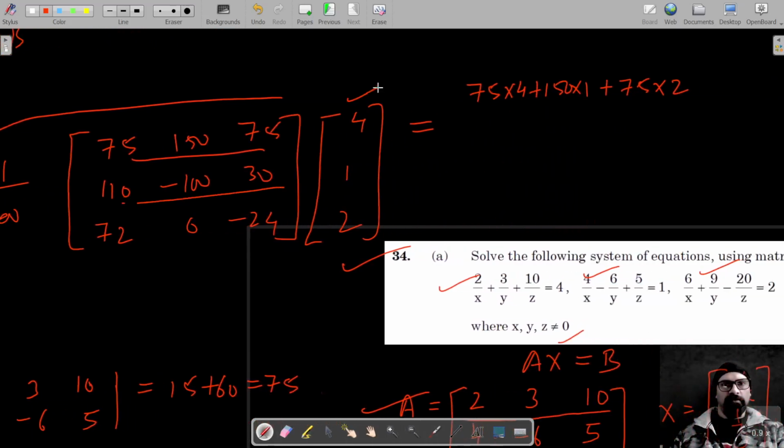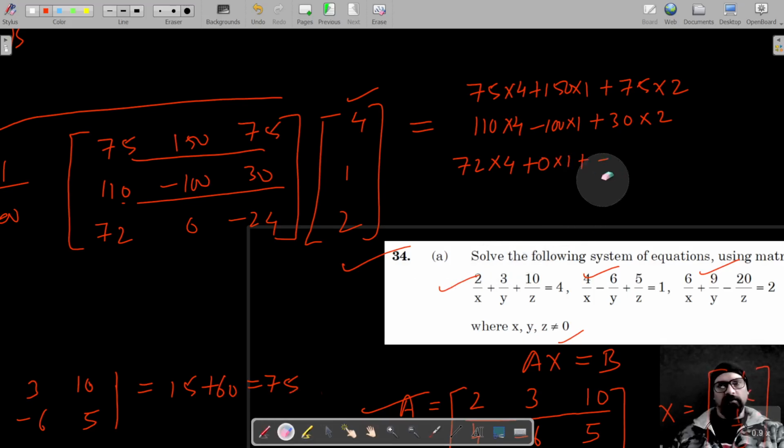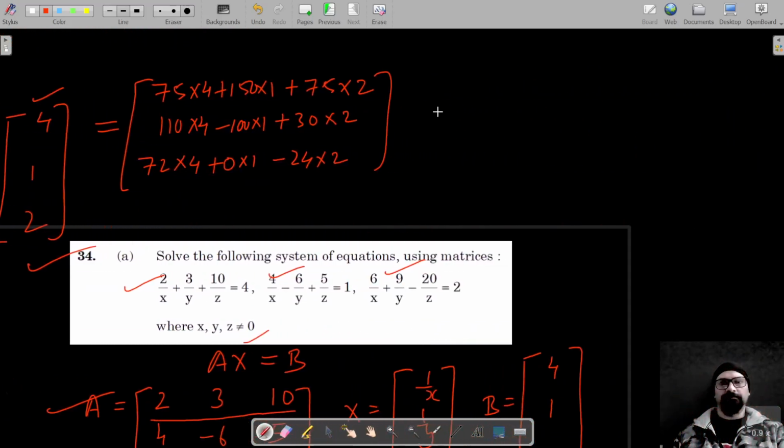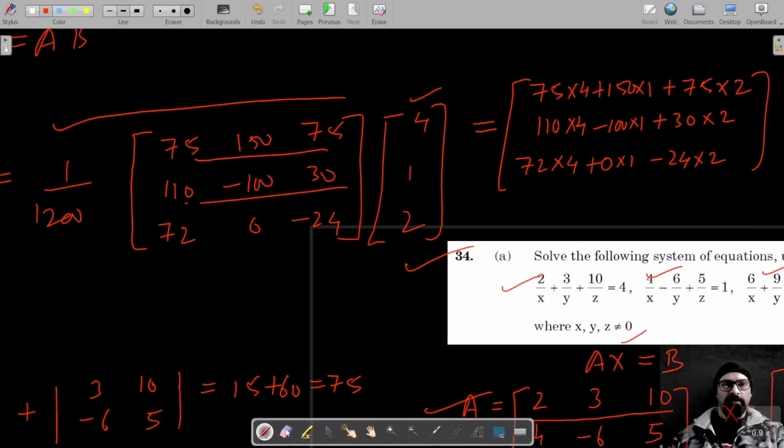And second row with the column. So this is 110 into 4 minus 100 into 1 plus 30 into 2. And it's 72 into 4 plus 0 into 1 plus, this is negative 24, negative 24 into 2. That should give me X. So X is now equal to, and it has to be divided by 1 by 1200, sorry.